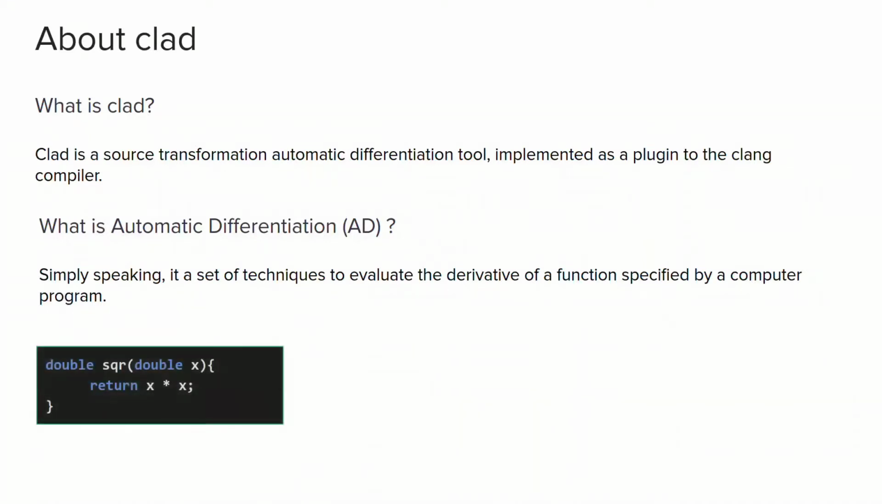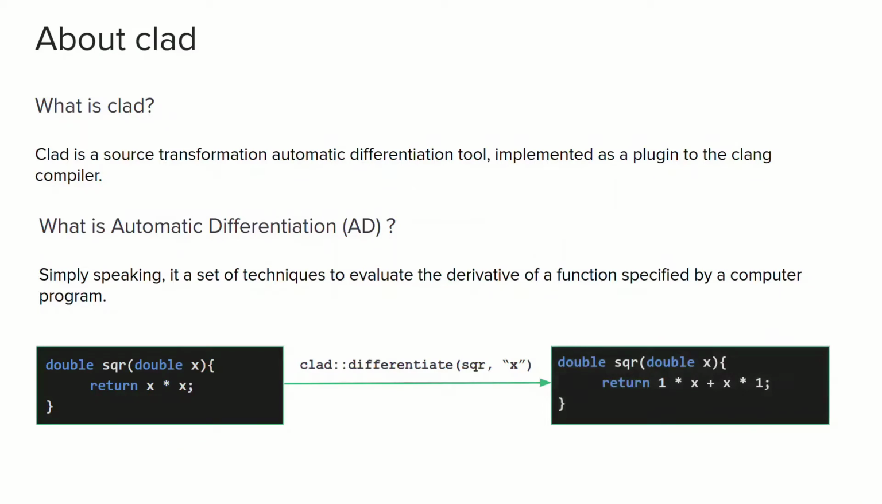So, for example, I have this square function. It does nothing special. It just returns the square of the input. If I were to then call clad's differentiate function on it and specify the argument with respect to which I want to differentiate the square function, the result would be something like so. At the end, you can obviously see that the resultant from clad differentiate is actually the derivative of the input, that was the square function.